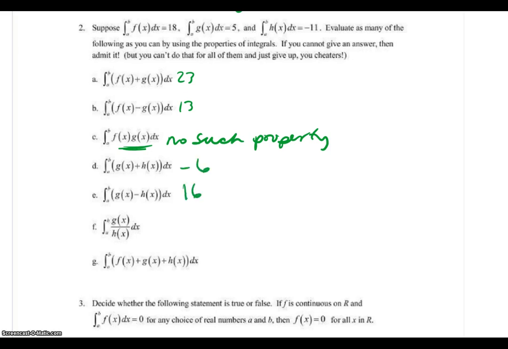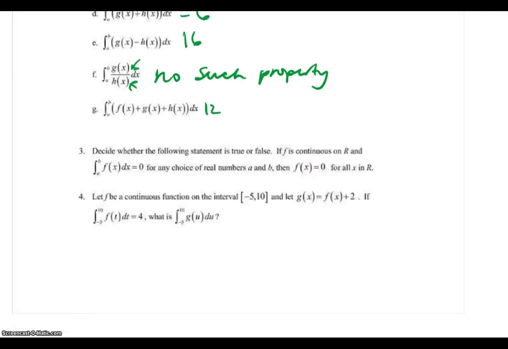Then -6, 16, and again we've got something that looks a little strange. This looks like a quotient. There is no such property. Not a thing, doesn't exist. This last one, you can add them all together and you get 12.